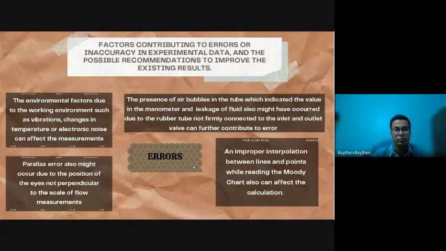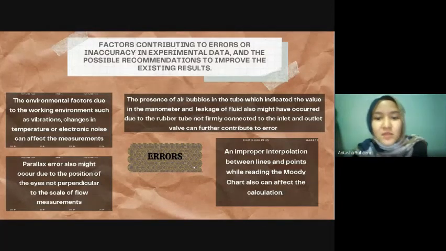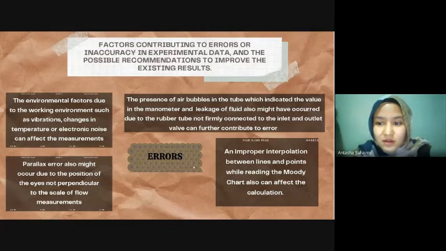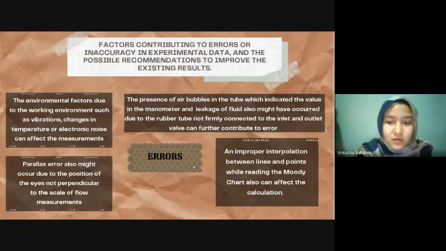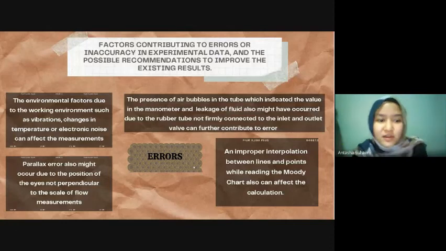I will explain the factors contributing to errors or inaccuracy in the experimental data and the possible recommendations to improve the existing results. There are multiple common sources of error in the experiment that can cause inaccuracies in the data. Firstly, environmental factors such as vibration, changes in temperature or electronic noise can affect the measurement. Other than that, parallax error might also occur due to the position of the eyes not being perpendicular to the scale of flow measurements.